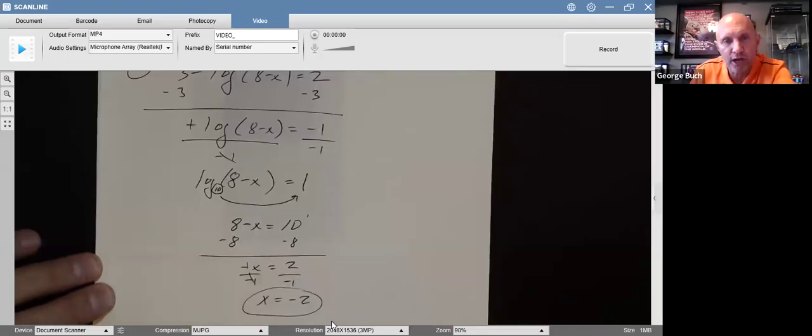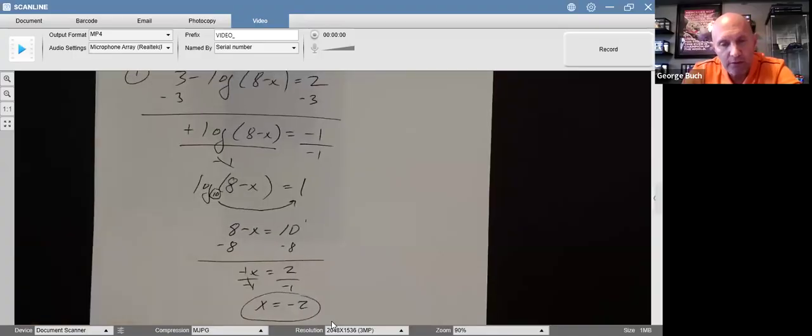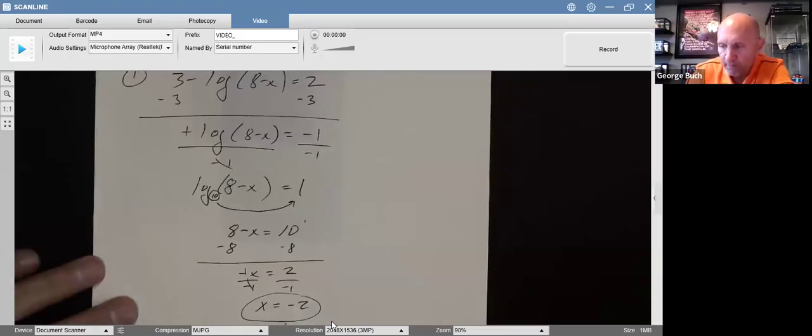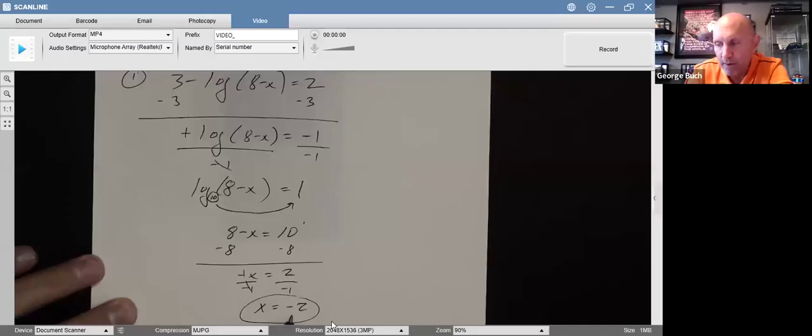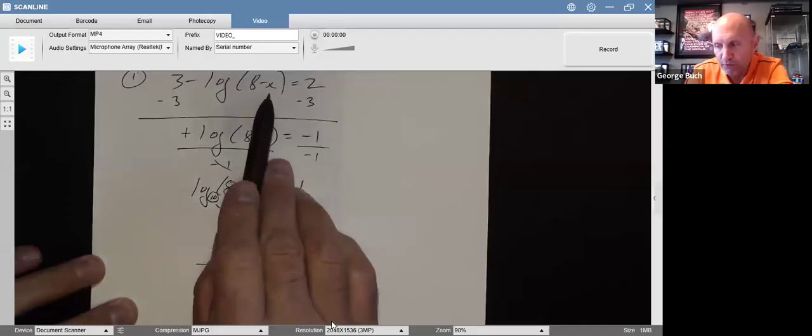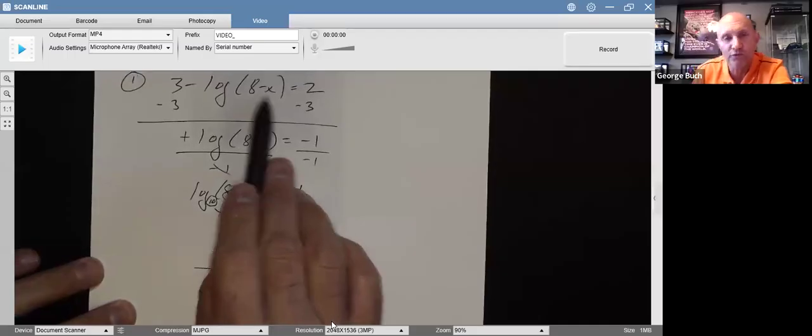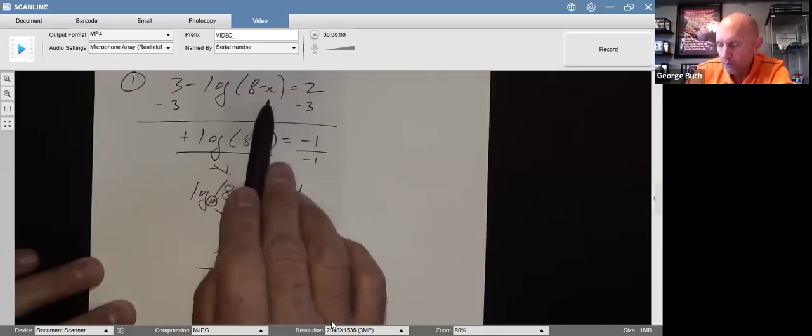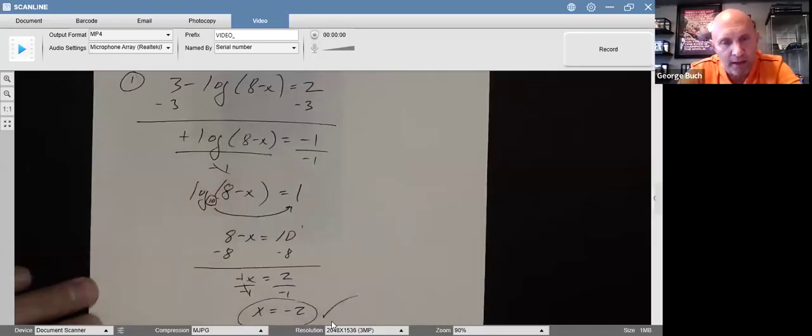Because what? I have to check my answer. So can x be negative? Yes, x could be negative. It just can't be negative if I plug it into the original and it causes me a domain less than 0. So if I plug this back into the original, here, 8 minus -2 is like 8 plus 2, which is 10, which is fine because it's greater than 0. So then, yes, I'm saying that x is equal to -2 is my answer.